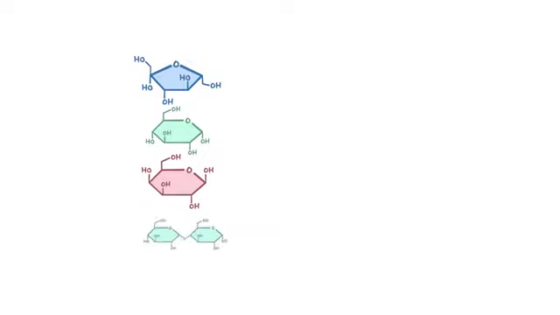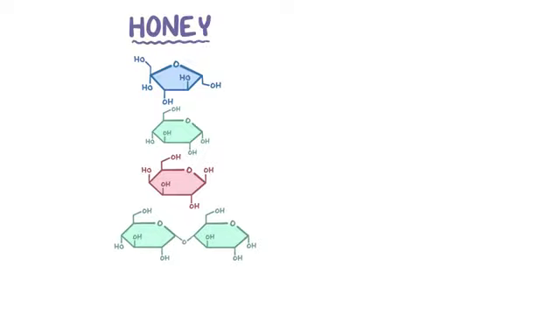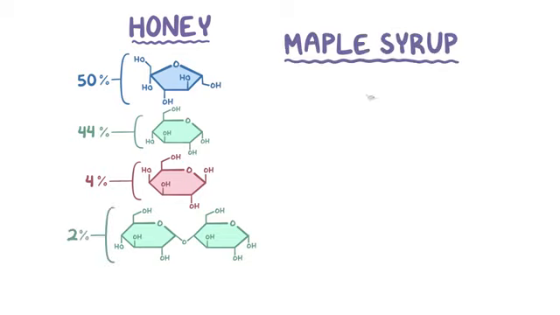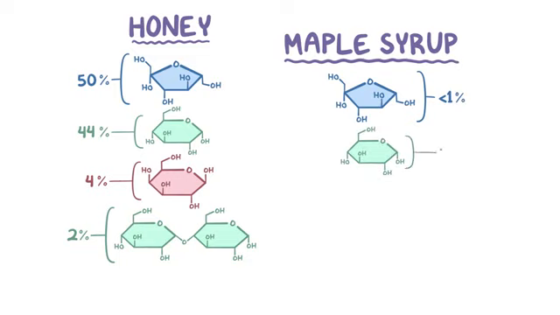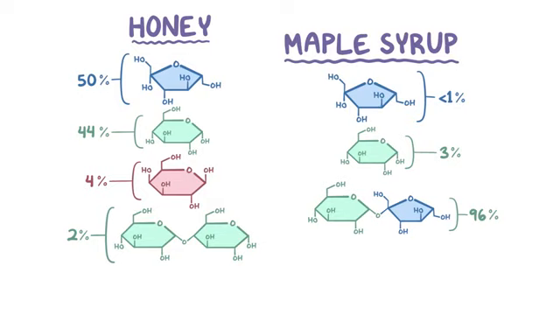Sugars, like fructose for example, are most always found in combination with other sugars, and the combinations can be pretty different, even in seemingly similar foods. For example, in honey, 50% of the sugar is fructose, 44% is glucose, 4% is galactose, and 2% is maltose. Whereas in maple syrup, less than 1% of the sugar is fructose, 3% is glucose, and 96% is sucrose. So simple sugars, whether they're natural or added, are mixtures of monosaccharides or disaccharides.